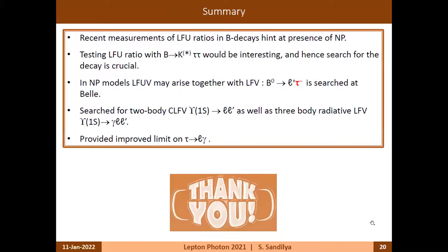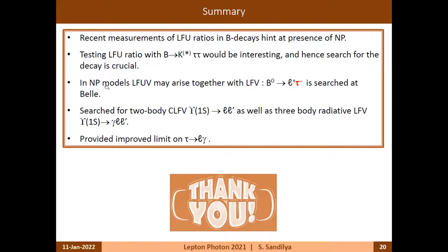So this brings me to my summary. Recent measurements of lepton flavor universality ratios in B to D K hint at the presence of new physics, and testing the LFU ratio with B to K tau tau would be very interesting. However, the search is on for this decay.